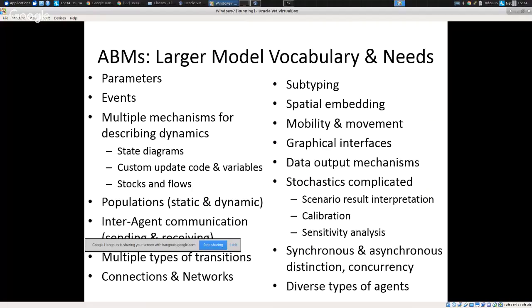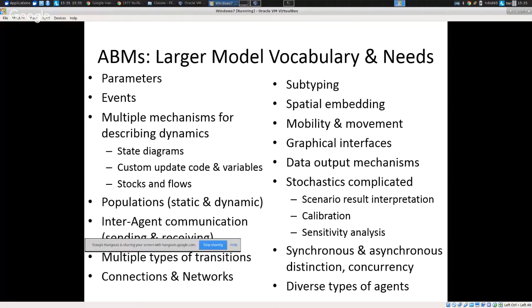There'll be multiple types of transitions for state charts. There'll be connections and networks over which these messages flow. There'll be spatial embedding and mobility and movement of these agents around within space. And there'll be aspects of subtyping involved as well, with subclassing of agents that we might see in later parts of this course.